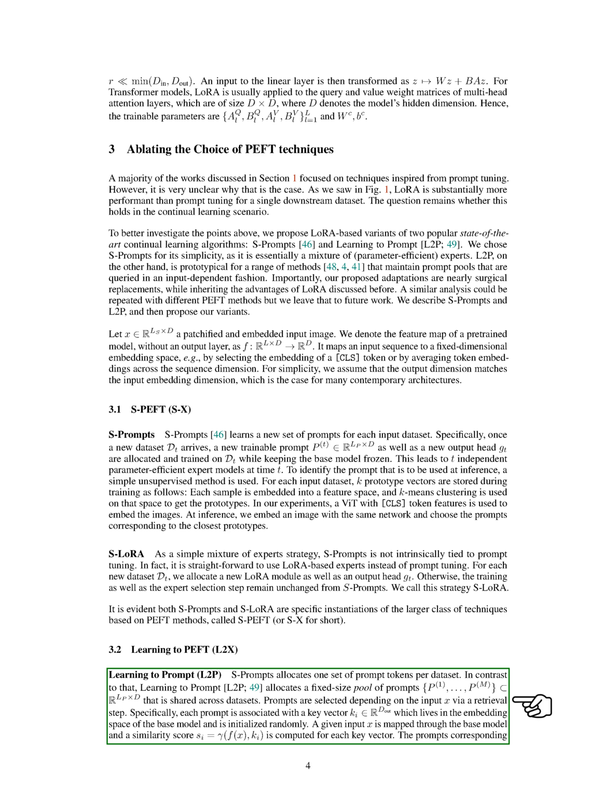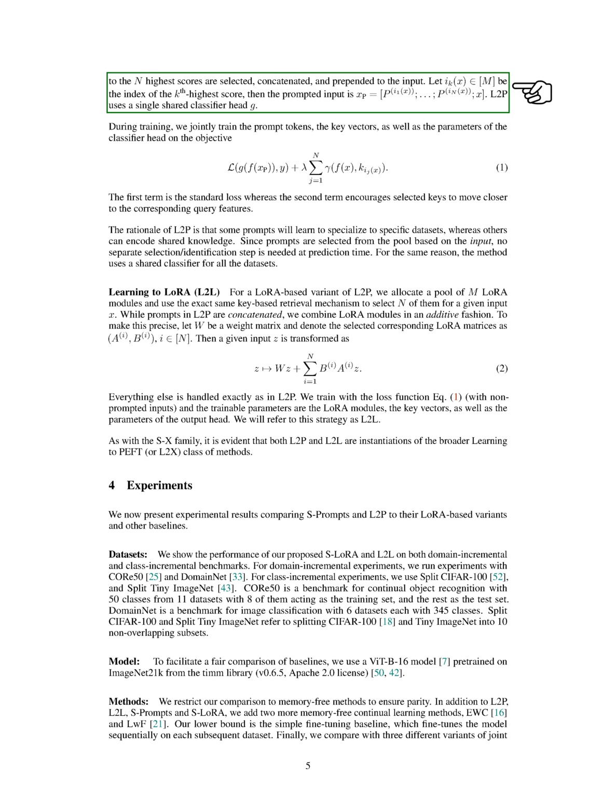In S-prompts, we assign a set of prompt tokens for each dataset, whereas in learning to prompt, L2P, we have a fixed pool of prompts shared across datasets. These prompts are selected based on input through a retrieval step. Each prompt is associated with a key vector in the base model's embedding space, initialized randomly. The input is passed through the base model to compute a similarity score for each key vector. The prompts with the highest scores are selected, concatenated, and added to the input.